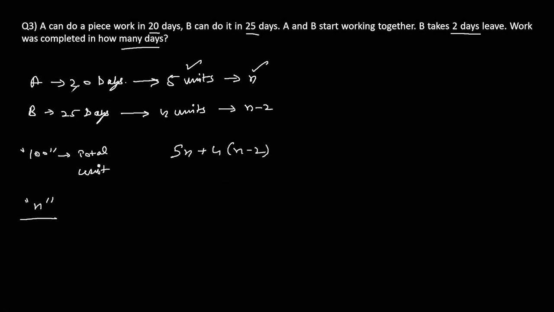This is the total work done by both of them put together, and that should be nothing but the total unit of work, which is 100. So can I then say 9n minus 8 is equal to 100? So 9n will turn out to be 108 and n will turn out to be equal to what? n will turn out to be 12. 12 into 9 is 108. So the work was done in 12 days.